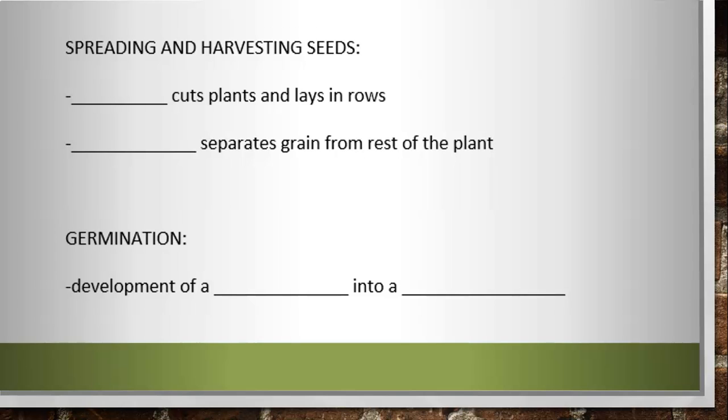Now, once a seed is formed to make a new plant, it will germinate. Germination is when the seed starts to develop into a full new plant. But sometimes instead of allowing seeds to go to germination, we harvest them. And so we'll use a swather in order to cut the plants and lay them in rows, or a combine to separate the grain from the rest of the plant.